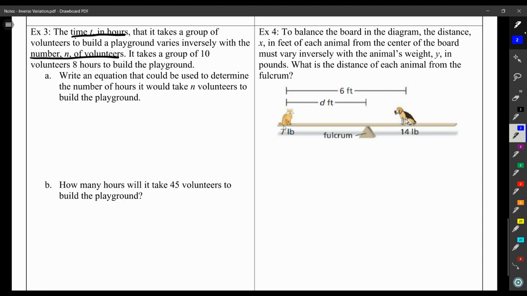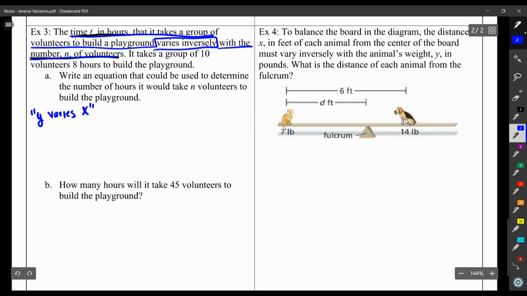So it says the time to build a playground varies inversely with the number of volunteers. So the time t varies inversely with the number of volunteers. What that means is it's always written as y varies with x. Y varies with x, and this is even the case for direct variation as well. Because it says the time t in hours comes before the words varies inversely, that means that time is actually your y. Then it says varies inversely with number of volunteers, n, that's your x. So n is really x, which is the volunteers.